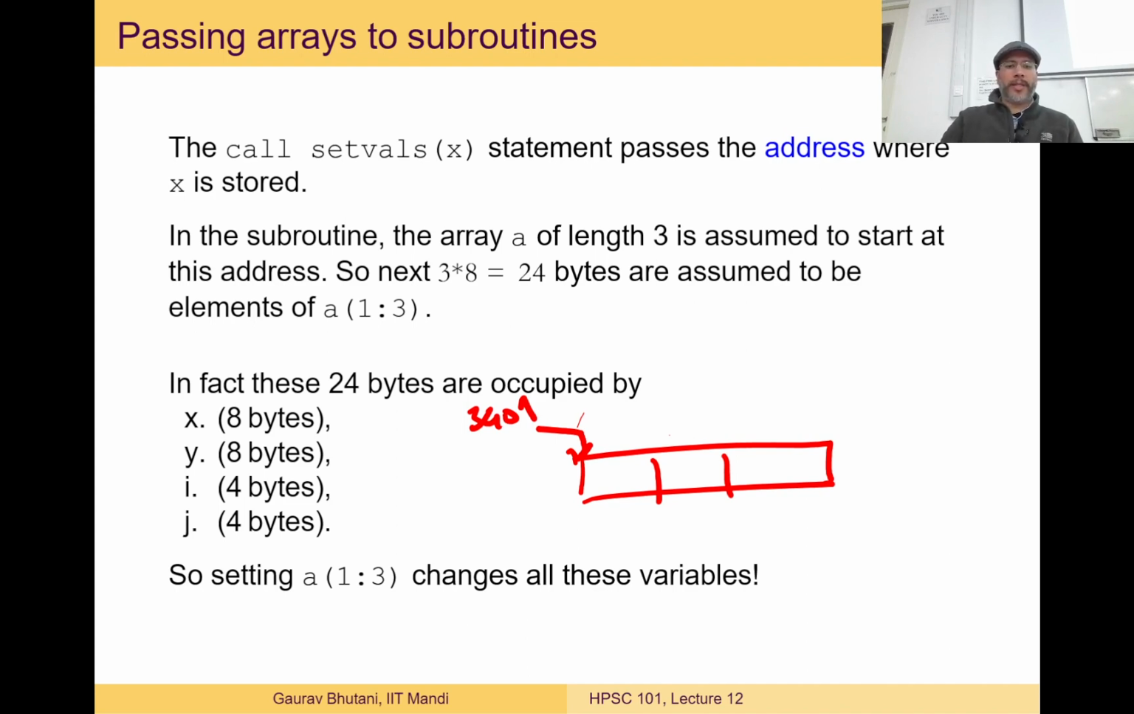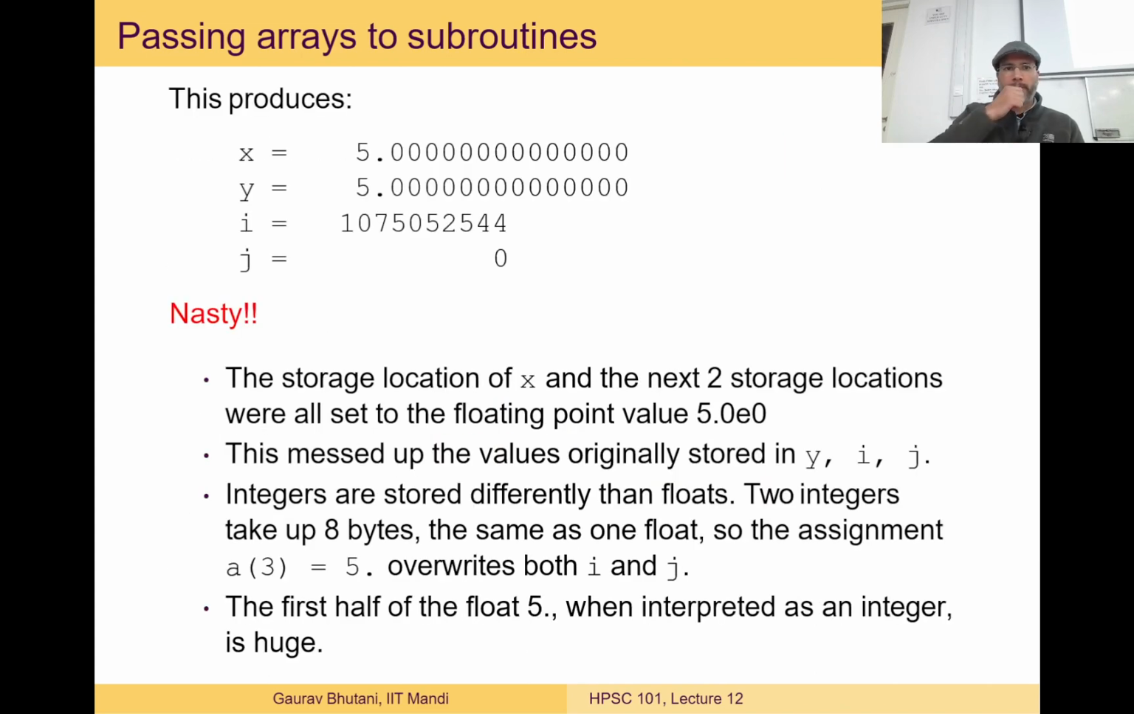So in this case it ended up missing all the variables. A here will refer to the first location of the memory where the bits are stored, and then it moves forward a few bytes depending on which element of A you're trying to access. So the result is x and y are 5 each, but i and j are something depending on what the bits represent.